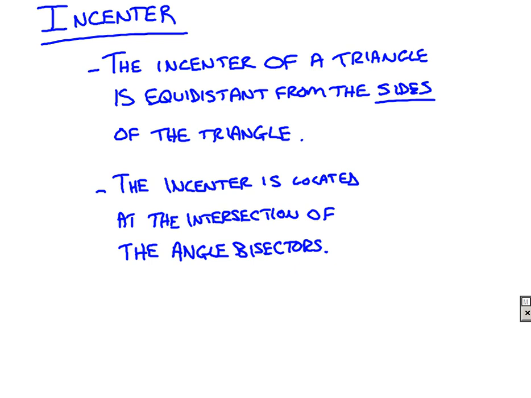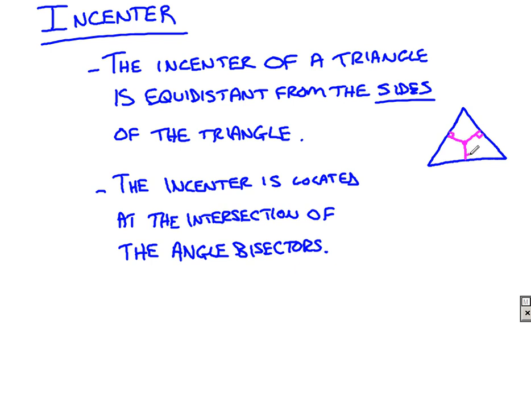Looking now at the incenter. We've talked about the circumcenter before. We're looking now at a new center of the triangle called the incenter. The circumcenter was a point with the perpendicular bisectors that created a circle around the triangle. This one we're doing is called the incenter, and the incenter is equally distant from each of the sides.